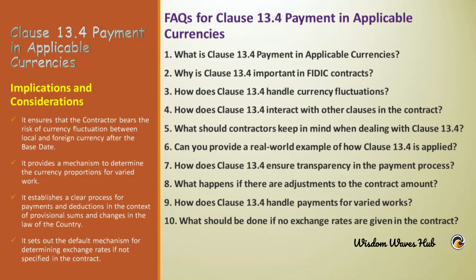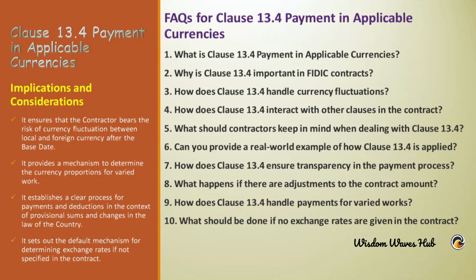3. How does Clause 13.4 handle currency fluctuations? Now pause the video for a moment and try to answer the question. Answer. Clause 13.4 ensures that the contractor bears the risk of currency fluctuation between local and foreign currency after the base date. It provides a mechanism to determine the currency proportions for varied work and establishes a clear process for payments and deductions.